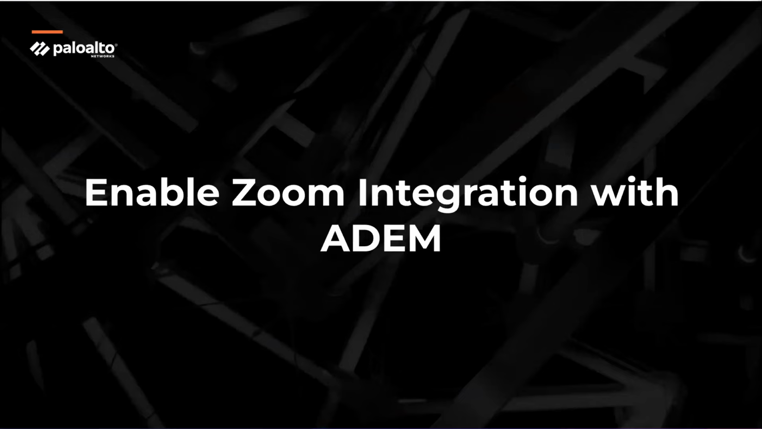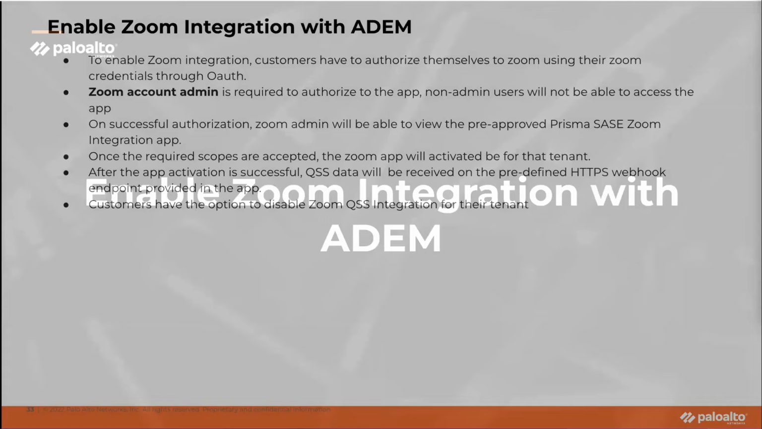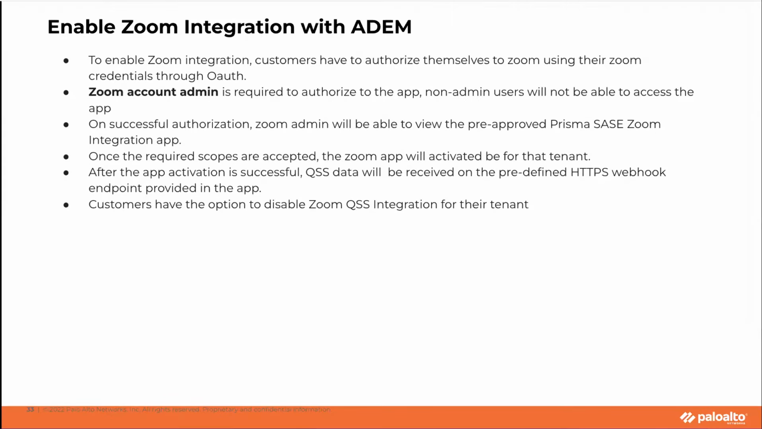Now, how can you enable Zoom integration with ADEM? As I mentioned, you should have a Zoom QSS subscription and the ADEM standard license for Prisma Access to enable this feature. Before you enable it, you should authorize yourself through OAuth using Zoom credentials. Only Zoom admins can authorize the app. Non-admin users will not be able to access it.